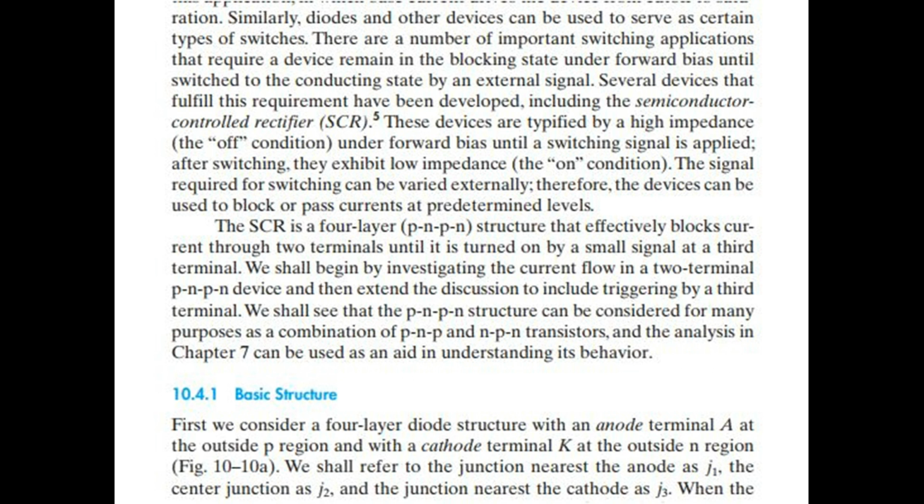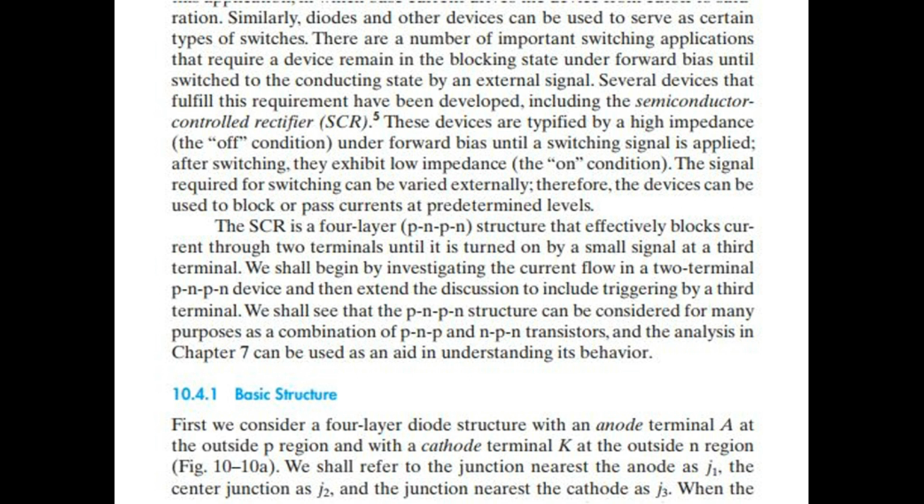The semiconductor controlled rectifier is a 4-layer, PNPN, structure that effectively blocks current through two terminals until it is turned on by a small signal at a third terminal. We shall begin by investigating the current flow in a two-terminal PNPN device and then extend the discussion to include triggering by a third terminal. We shall see that the PNPN structure can be considered for many purposes as a combination of PNP and NPN transistors, and the analysis in Chapter 7 can be used as an aid in understanding its behavior.